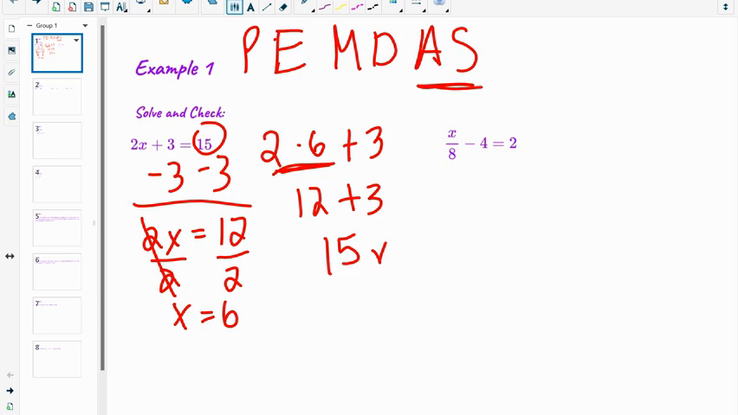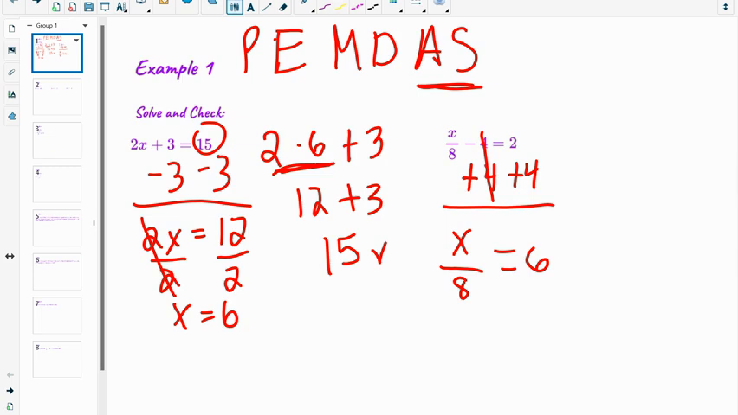Okay, so let's look at our second example. We have x over 8 minus 4 equals 2. Again, we start by looking for addition and subtraction. We have this minus 4. So for inverses, I'm going to write plus 4 on both sides. So I'll get left with x over 8 on the left side, and then 2 plus 4 is 6. Okay, great.